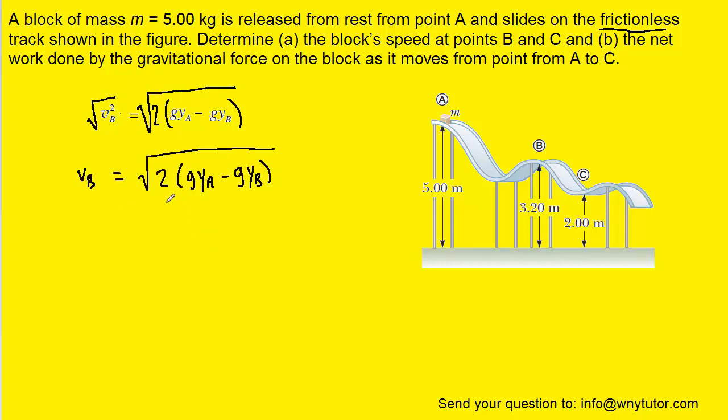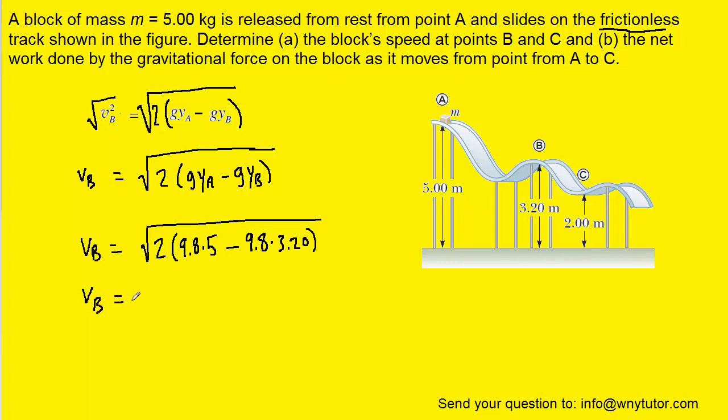And then at this point we can plug in the known values for g, which is 9.8, y_A, which is the height at point A of 5 meters, and y_B, which is the height of 3.2 meters. And when we simplify the right-hand side, we could see that the speed at point B will be 5.94 meters per second.